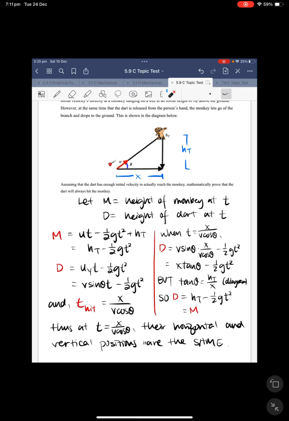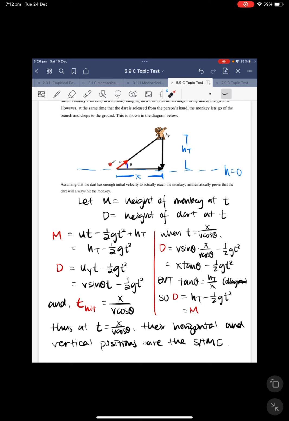All right, so first we should define some variables. I'm going to let m equal the height of the monkey at some point t, so m is a function of t. And likewise, I'm going to let d equal the height of the dart at any point t. I'm assuming this is level ground, so the height is equal to 0. So let's find an expression for m, the height of the monkey, in terms of t.